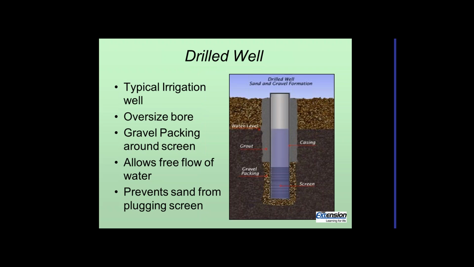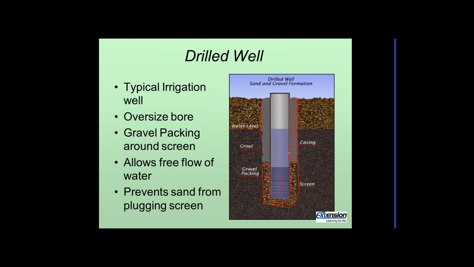So here's a typical drilled well for irrigation. We'd have an oversized bore, so we drill the hole bigger than we need. We drop the casing in it. We're going to put a gravel pack around the bottom here, and it does a couple of things. It filters out the sand and other material from getting to the screens, because we have screens here, and if they plug, we'll have lower water feed. The gravel pack also allows better flow of the water, and then it's grouted up to the surface to seal it from contamination from surface water.